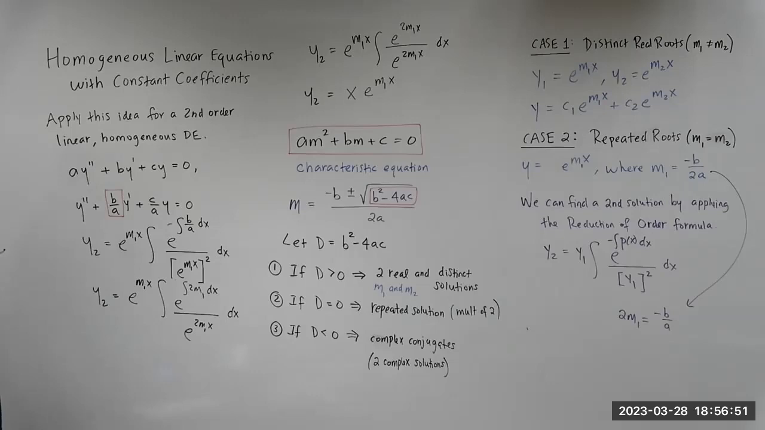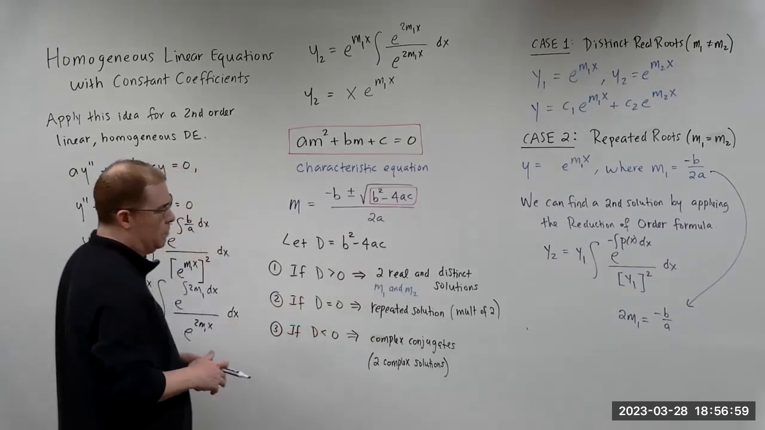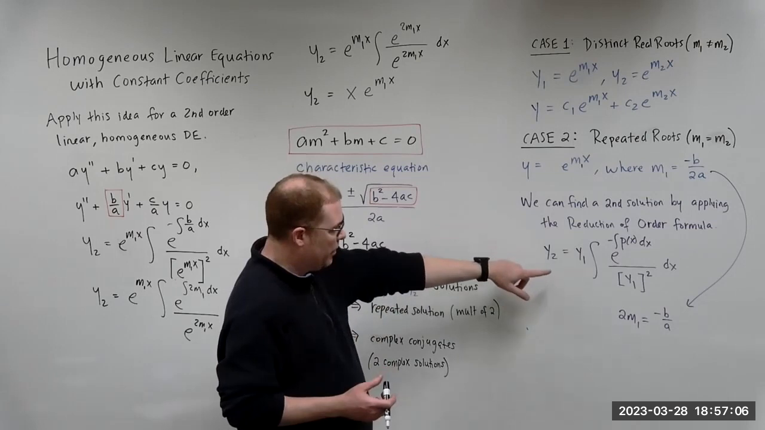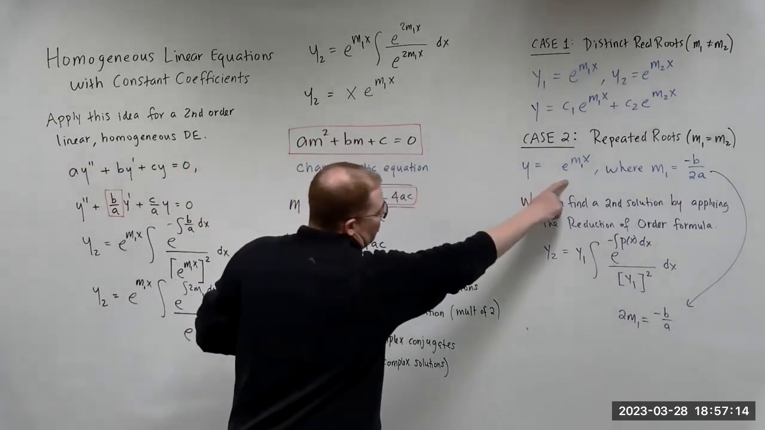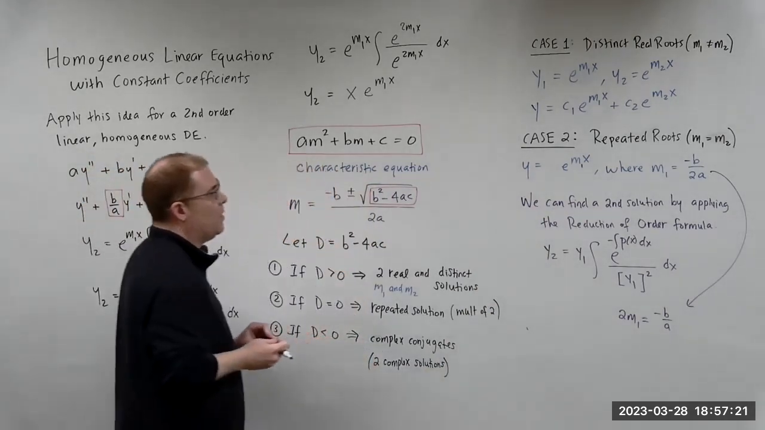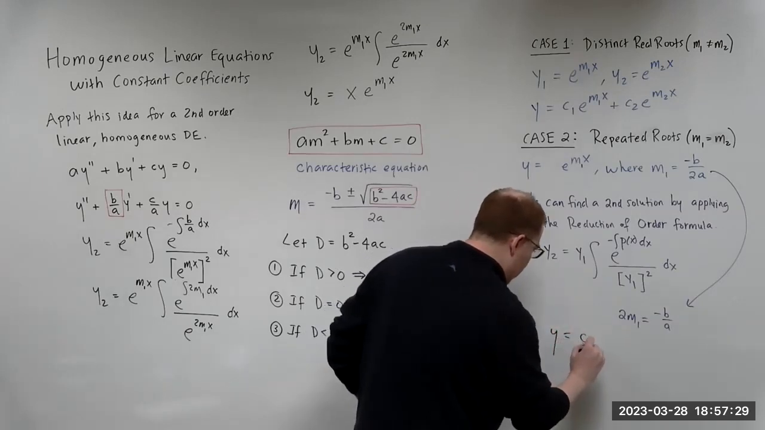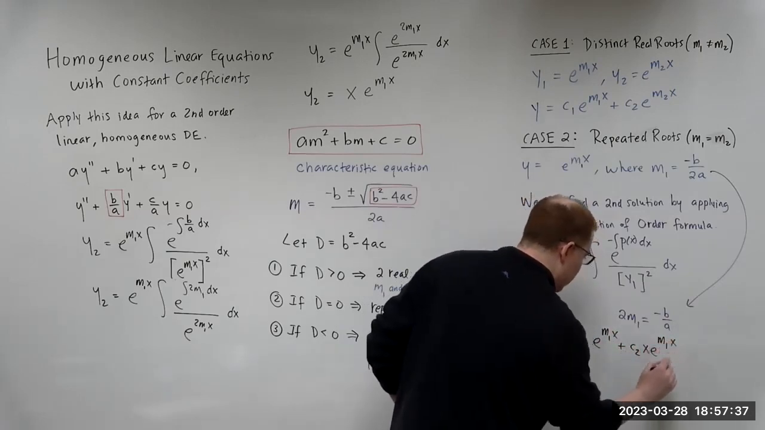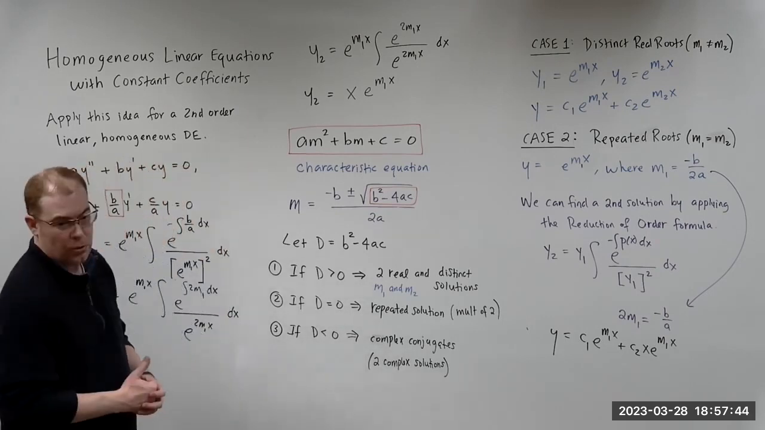So the point here is that because this was zero, we end up getting a double root, or you can say multiplicity of 2. We have a solution here, and then we apply the reduction of order formula to get the second solution. You're just multiplying x by the original solution, and that keeps it linearly independent. We can go ahead and take the linear combination of those. Let's write that here. So your general solution will be C1 times e to the m1x plus C2 times x times e to the m1x.